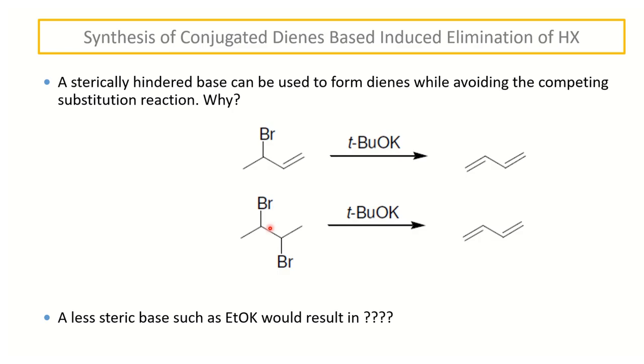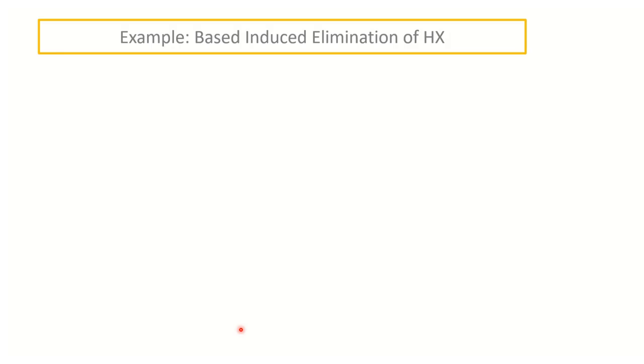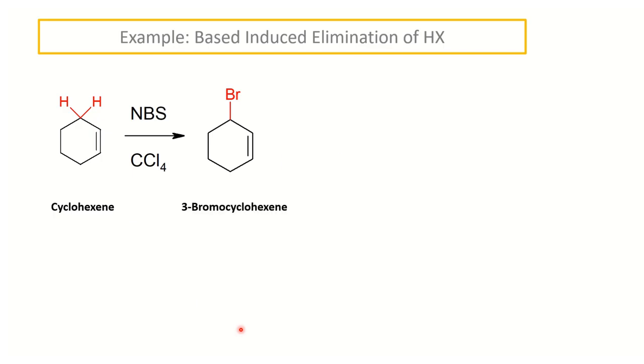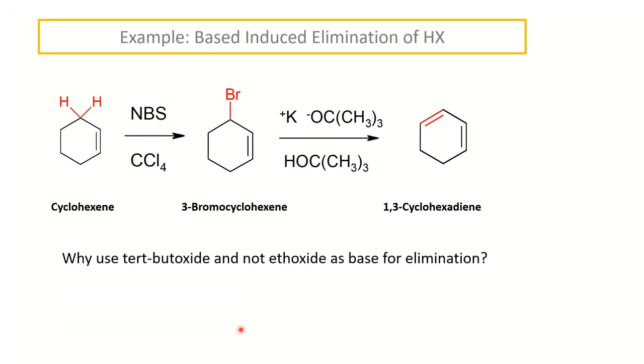The question I should ask you is, what would happen if we have a less sterically hindered base, such as this ethoxide? Here is a typical example of the synthesis. You can see that we have the alkene. We treat it with N-bromosuccinimide. Remember that this occurs via a radical mechanism. And then, of course, you get the bromination. Elimination with the butoxide realizes your conjugated system.